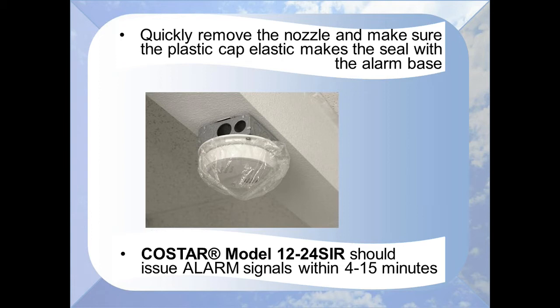The 1224 should issue an alarm signal within 4 to 15 minutes, more closely around 8 to 10 minutes. If you go on to the next room and then the next room, by the time you get to the third or fourth one, the first alarm will probably be going off. And then you just remove that cover and you can reuse it and go to the next room. So if you're doing a hotel or an apartment complex or whatever, it's relatively the same.